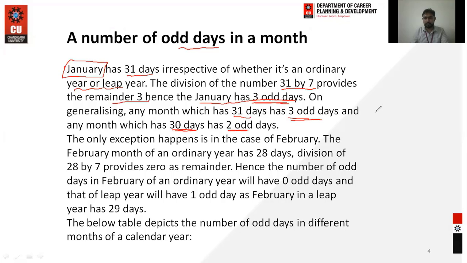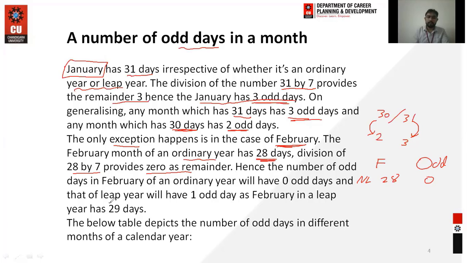So, from here we can say that every month has either 30 days or 31 days. If it has 30 days, it has 2 odd days. If 31 days, it has 3 odd days. But there is an exception, that is February. In case of February, we get 28 days in an ordinary year. And when I divide this 28 by 7, I get 0 as remainder. This means that in a non-leap year, February has 28 days, so odd days will be 0. But in a leap year, February has 29 days. As such, there will be one odd day.